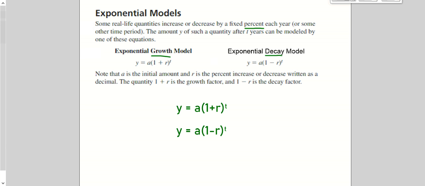Note that a is the initial amount. r is the percent increase or decrease written as a decimal. The quantity 1 plus r is the growth factor, and 1 minus r is the decay factor. So looking at these two different equations, the only thing that's different is whether we are adding the rate to 1 or subtracting it from 1. Adding it's going to make it increase, subtracting it's going to make it decrease.